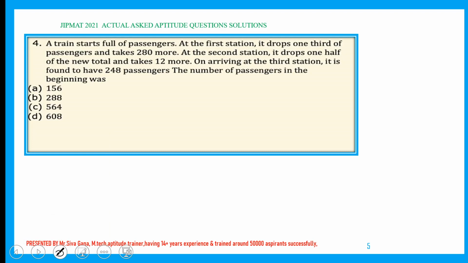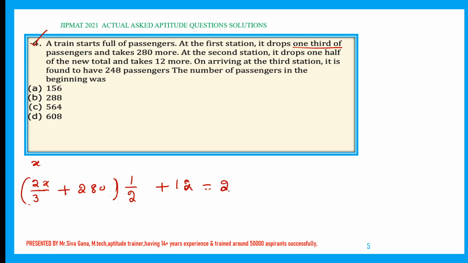Next, a train starts full of passengers at the first station. A similar question was asked in Wipro in 2020. Let us say a total of x passengers are there initially. At the first station, one third are dropped. As one third are dropped, the remaining are two thirds, which is 2x by 3. Now 280 get into the train. In the next station, half are dropped. If half are dropped, the remaining is this one, right? And 12 get in. Now in the train, there are 248, which was given.